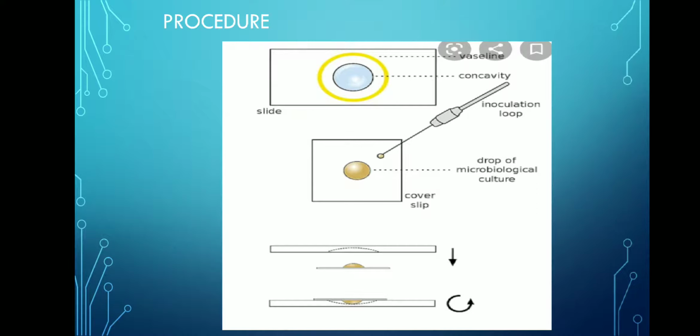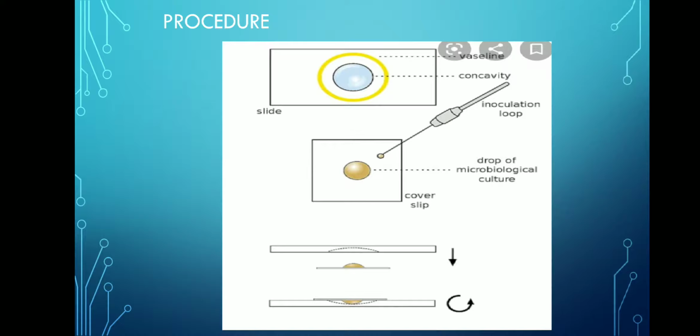Procedure: take a clean, grease-free slide and a clean, grease-free cover slip. This slide has a cavity. These cavities may be one or two, and these are the cavity slides. These cavities are concave. Apply the Vaseline or grease at the edge of this cavity.